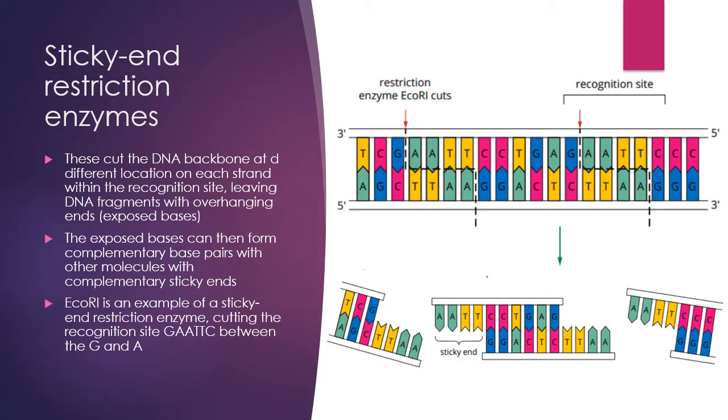Okay, so a sticky end restriction enzyme looks like what you see in the image on the right. So it's going to cut the backbone at a different location on each strand in the recognition site. So it leaves a little bit of overhanging ends on the end of the fragment. So that's why we call it a sticky end, because it's got some random exposed bases that will help it to bind to complementary sequences. So then those bases can make base pairs with other molecules that have the same or the complementary sticky ends. And EcoRI is an example of a sticky end restriction enzyme. They're most commonly used because they're easier to deal with.